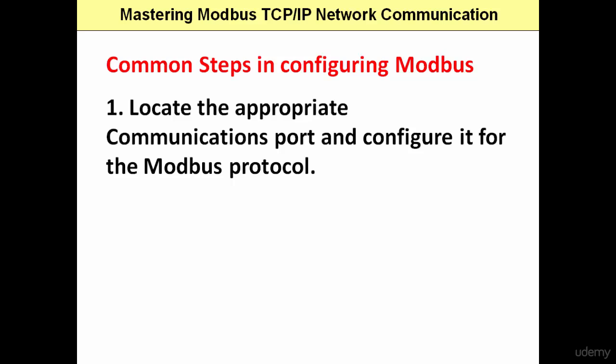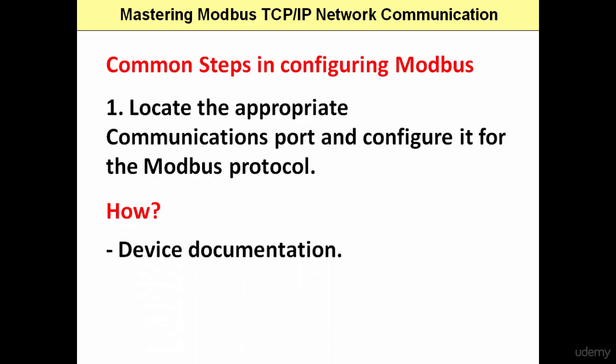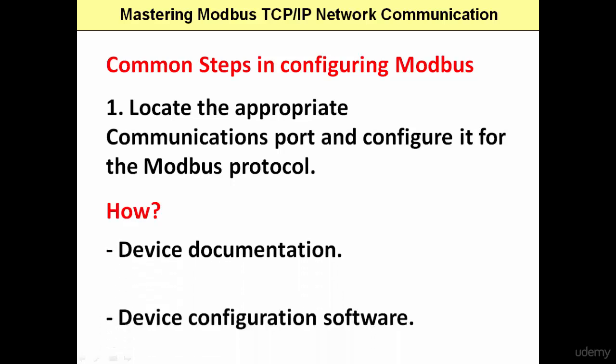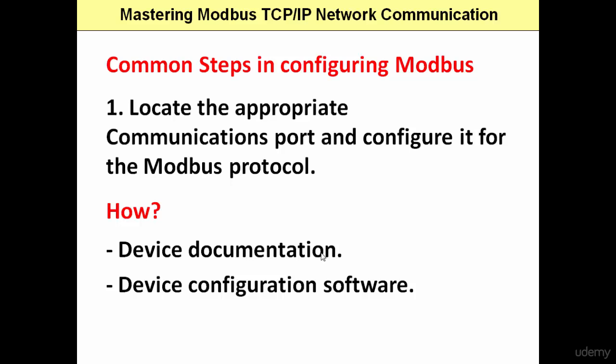We will need two things to do this. First, we need to get the device documentation, and we also need to get the device configuration software. So the documentation obviously is going to tell us how to configure that port, what to use, and so on. And the configuration software, we will need that as well to physically configure the port. All right. We will be using something called NetEdit 3, which is from Automation Direct, to do that configuration, and we'll see that later on.